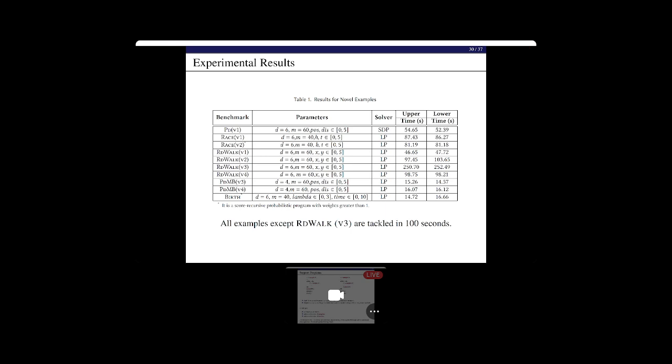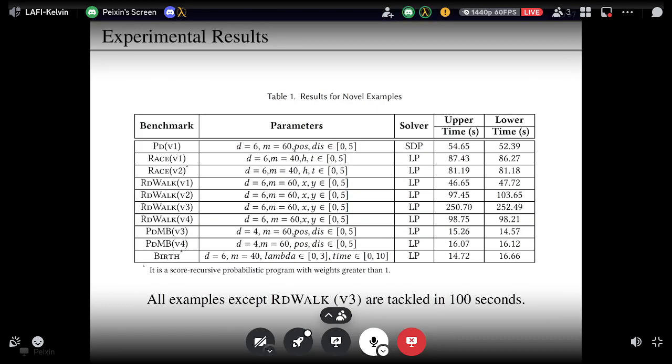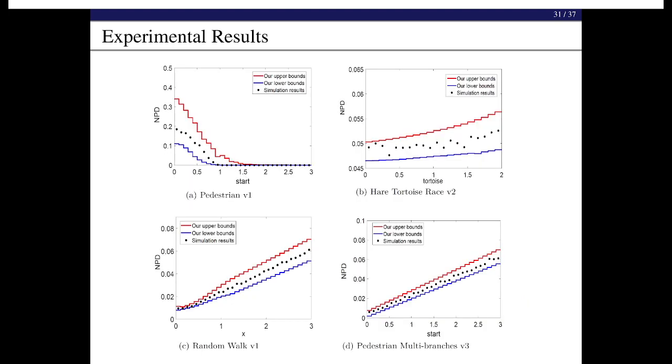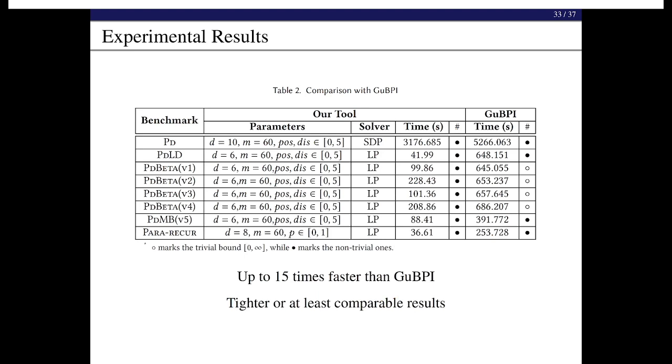We show the effectiveness of our approach on a large variety of benchmarks. We first address examples that cannot be addressed by existing tools, and we show that all examples can be solved within 100 seconds. And our derived bounds match the simulation results very well. Secondly, we compare our approach with GuBPI on NPD bounds.